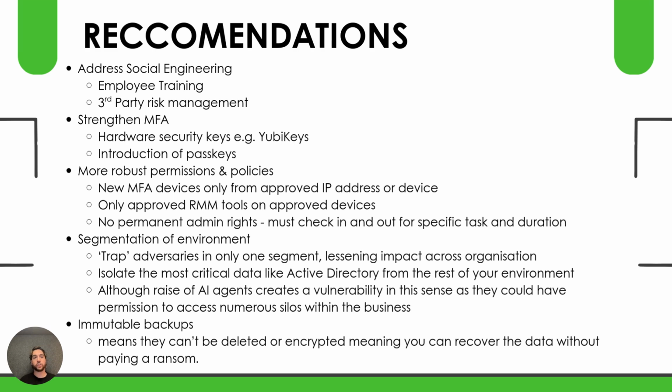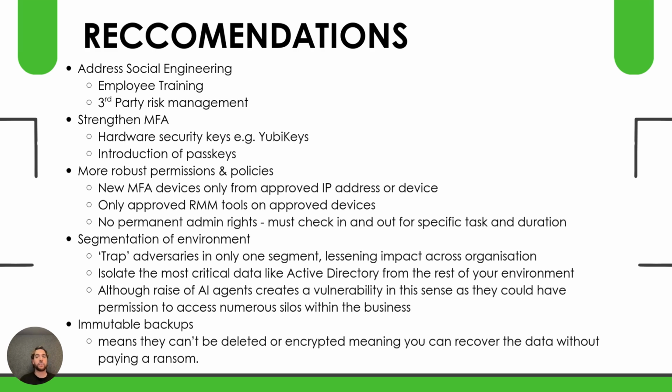More robust permissions and policies certainly would have helped as well. New MFA devices could have only been approved if they came from a known corporate IP address, or potentially clean, pre-approved devices. Things like just-in-time policies for admin rights could have helped as well, which means that no account would have permanent admin rights, and therefore Scattered Spider would not have been able to get admin access to the environment, so it would have severely limited the scope of the attack.